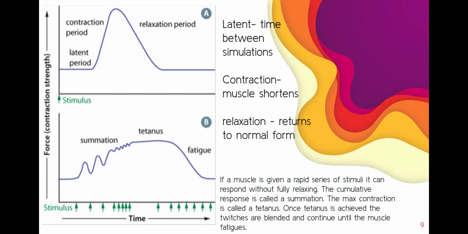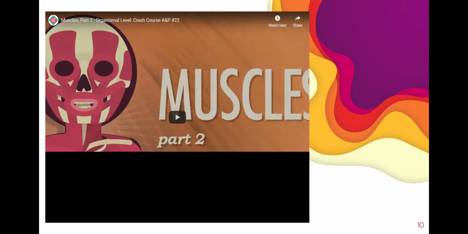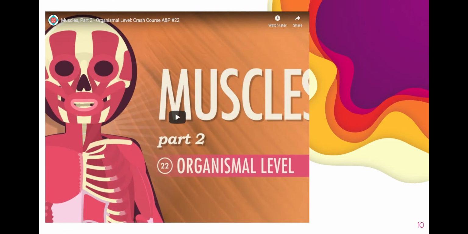In your notes, please make sure to draw both of those graphs. You do not need to write any of the information along the sides unless you would like to give yourself a little bit of a definition of the three: latent period, contraction, and relaxation. So again, I will post what time to watch for this video, because there's just a small part that explains a muscle contraction graph a little bit better.